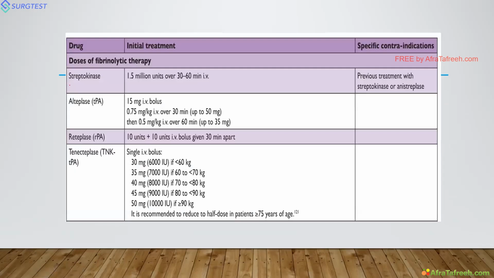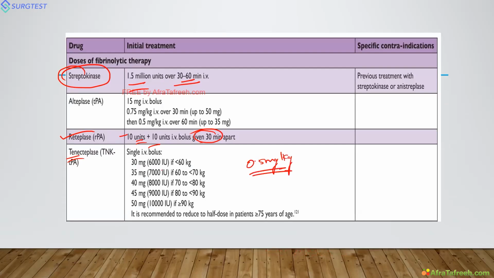See, these are the doses. You have to remember, very important. Everyone would have experienced streptokinase, 1.5 million units over 30 to 60 minutes. Reteplase is 10 units, see, it's units, not mg. 10 units bolus given 30 minutes apart. Tenecteplase is a weight-based dose. You can give 0.5 mg per kg. It is a direct single dose.